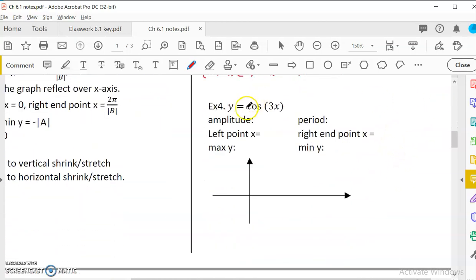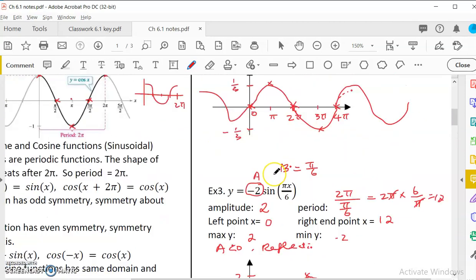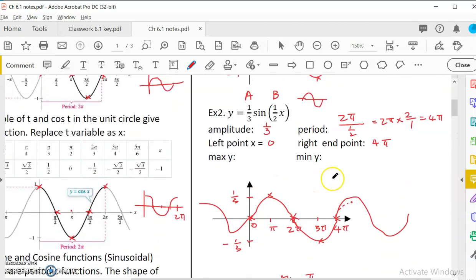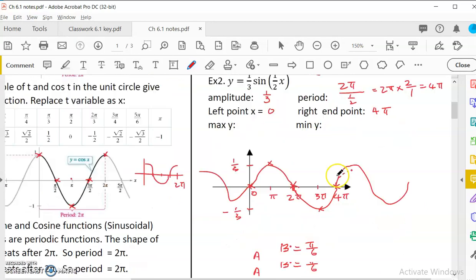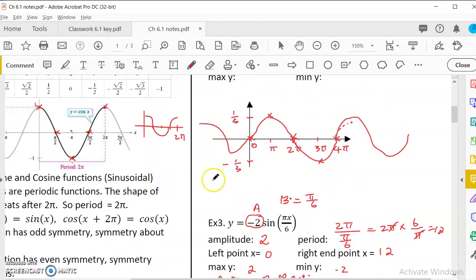What about this? I didn't do the 5 key points for this one. Maybe I should. Okay, should I do the 5 key points for this one, the 4 pi one? It says 0, 0, and then pi, up to 1/3. And 2 pi is 0. 3 pi goes down to -1/3. And then 4 pi, 0, right?